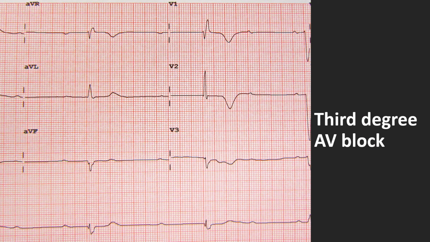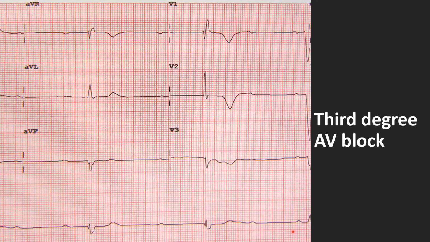Third degree or complete AV block occurs when there is complete failure of the AV node or His-Purkinje system to conduct impulses from the atria to the ventricles. This presents with AV dissociation and an escape rhythm that is either junctional or ventricular. This shows severe bradycardia and complete AV dissociation with independent atrial and ventricular rates.